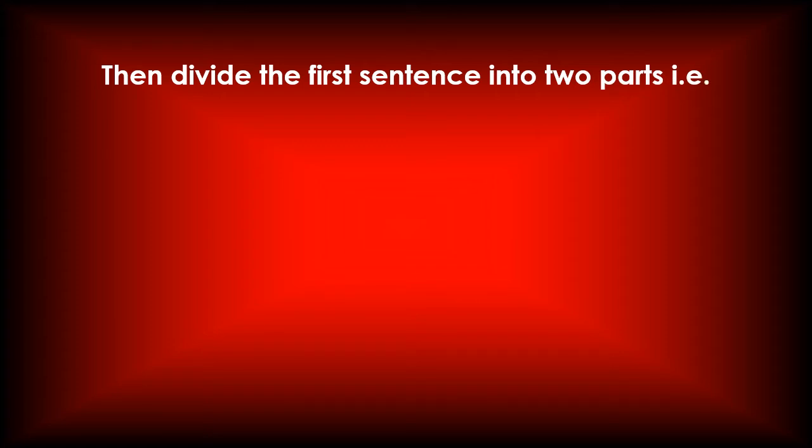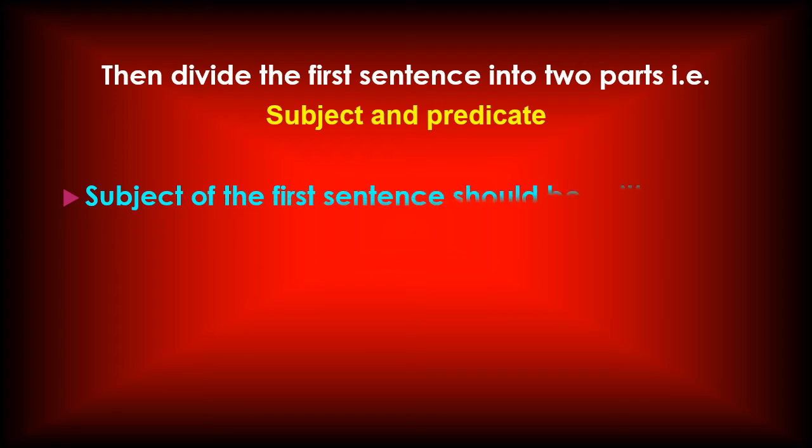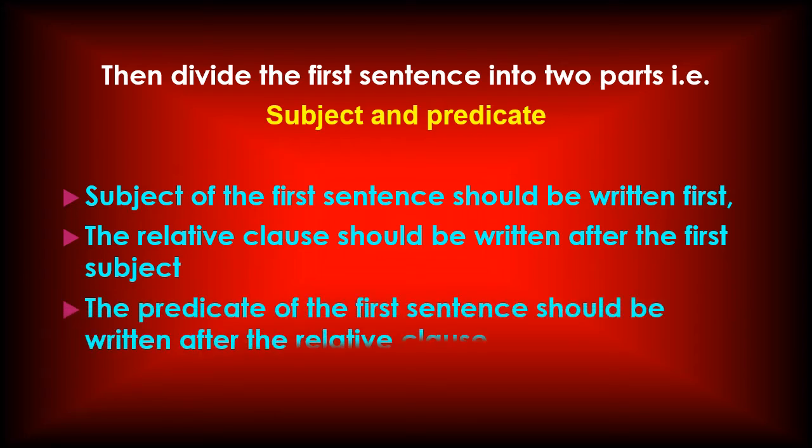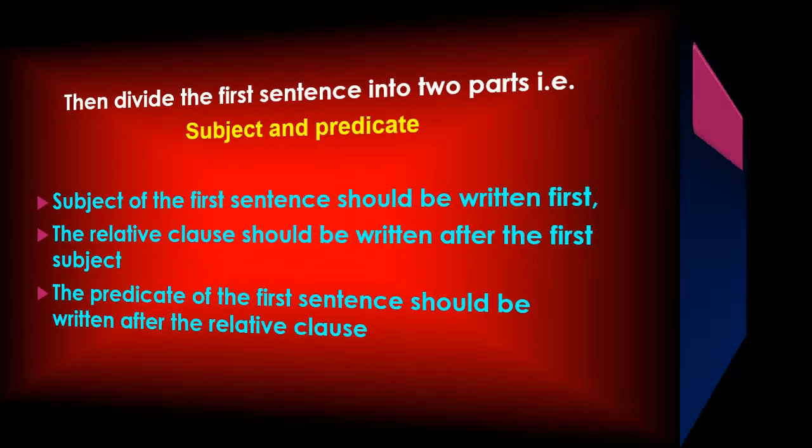Then divide the first sentence into two parts, for example, subject and predicate. The subject of the first sentence should be written first. The relative clause should be written after the first subject. The predicate of the first sentence should be written after the relative clause.